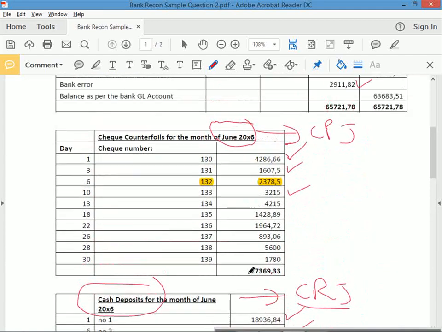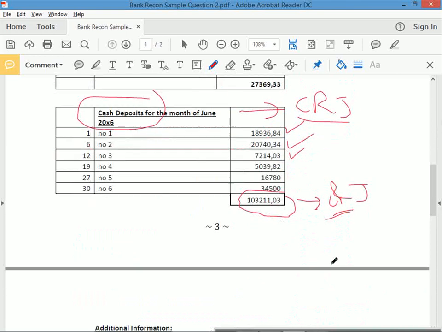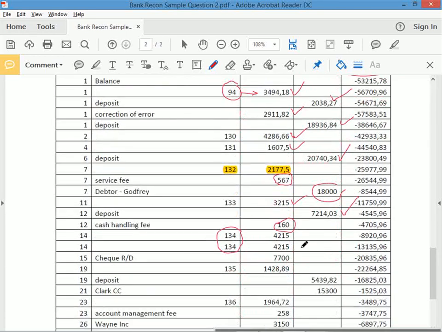We're looking for a payment. Do I see a payment here? Yes, I do. There it is. I can confirm it, so I can tick the one. There's 4215. Ticket. Go back to my statement. Ticket. 4215. Can I tick the second one? No, I can't. So I need to highlight, circle, underline this.